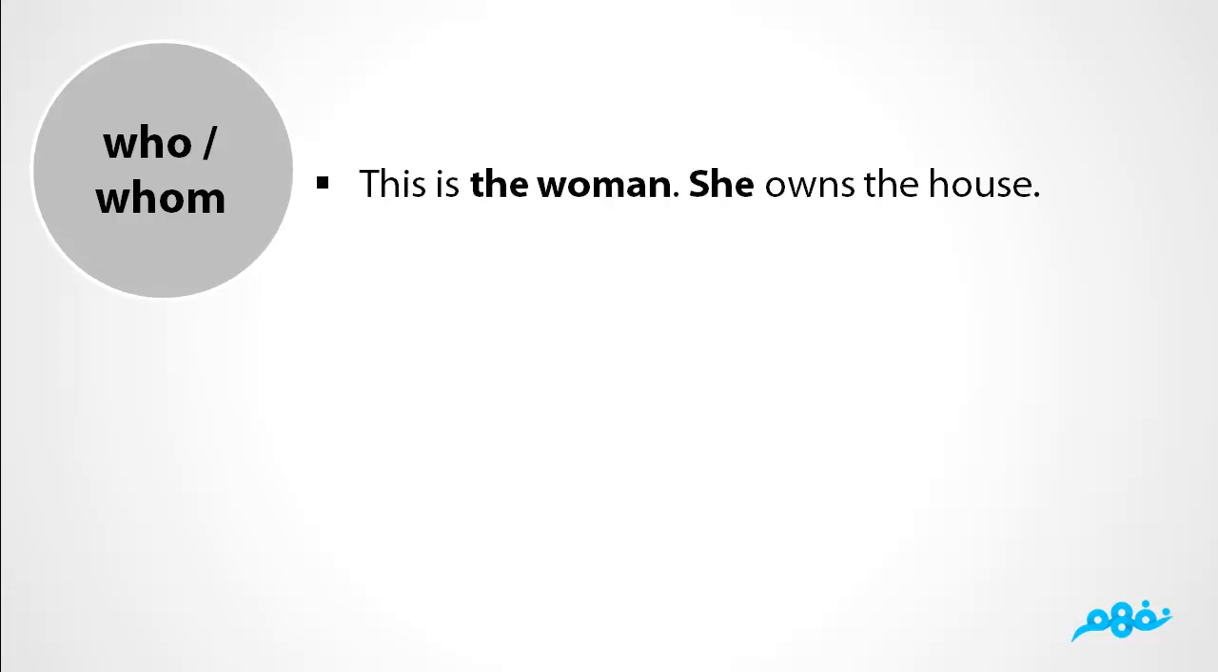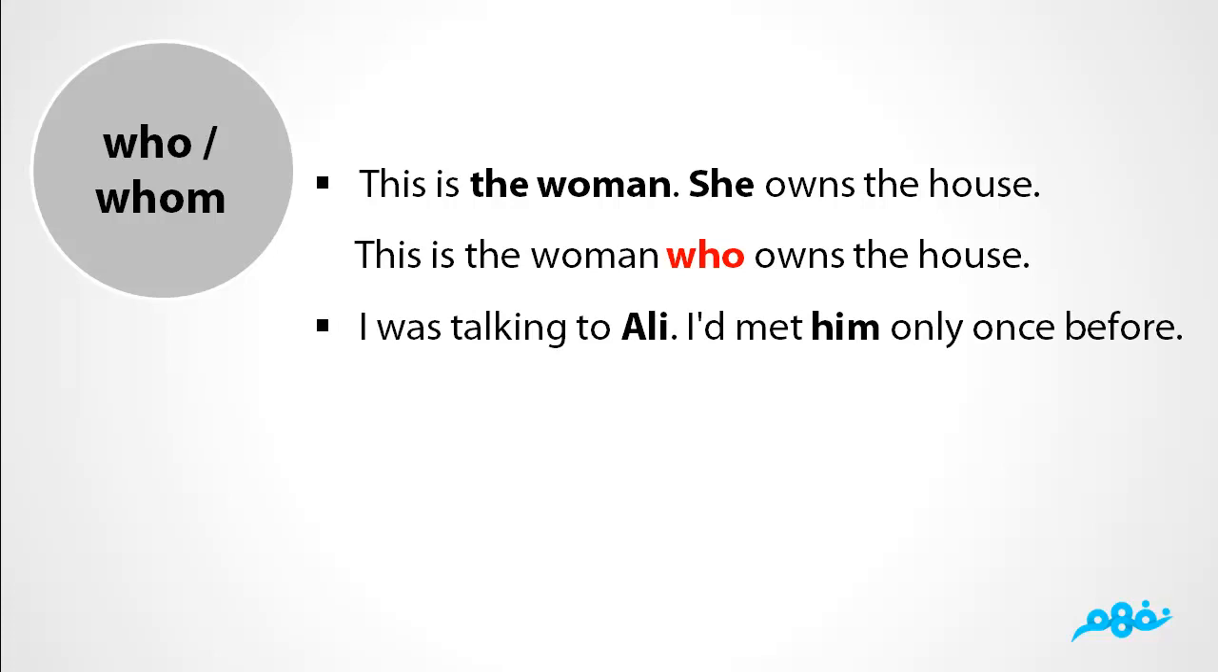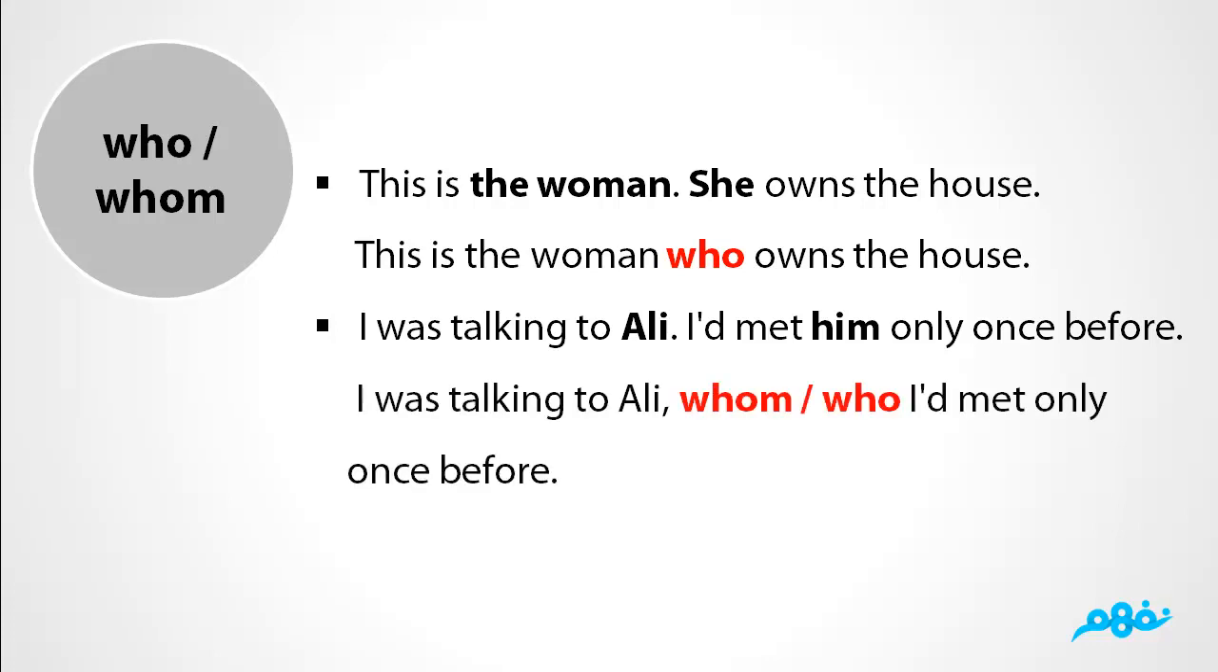This is the woman. She owns the house. In order to join these two sentences, we can say, this is the woman who owns the house. I was talking to Ali. I'd met him only once before. I was talking to Ali, who or whom I'd met only once before.